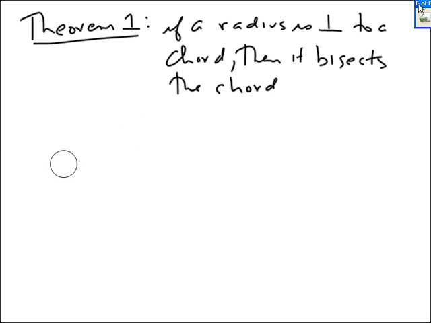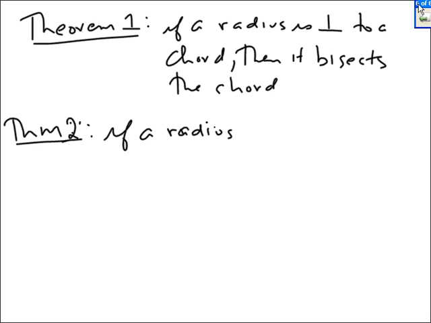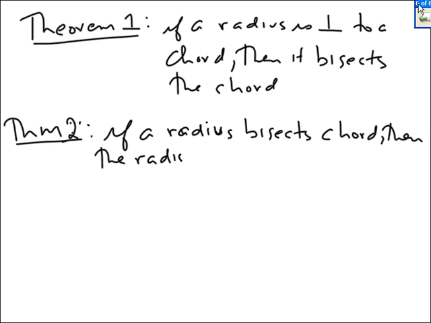Okay, let's reverse this theorem. Theorem number 2. THM is theorem. If a radius bisects a chord, then the radius is perpendicular to the chord. Okay, what is this saying?